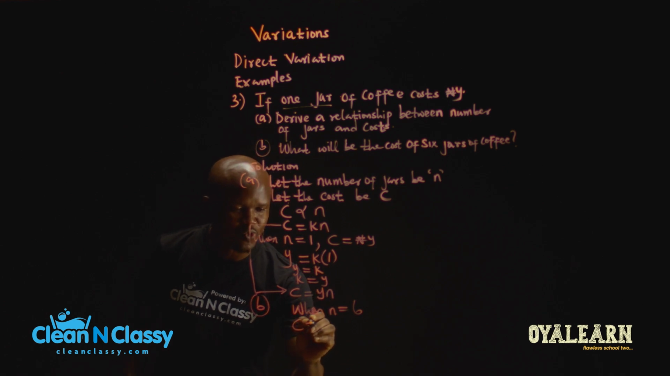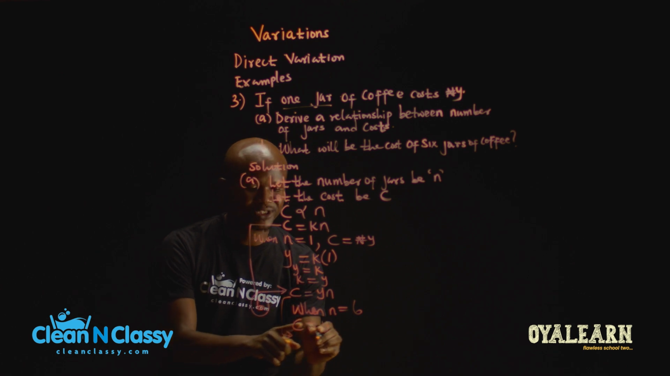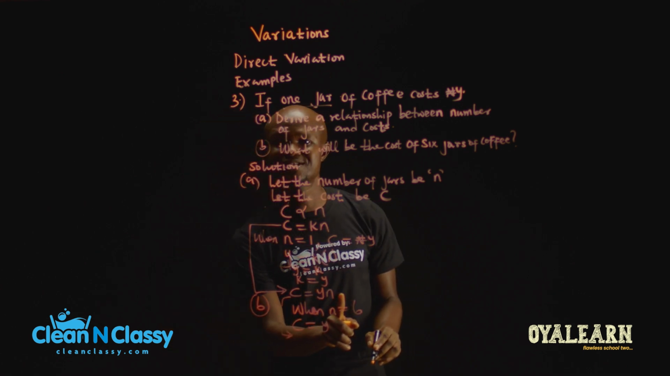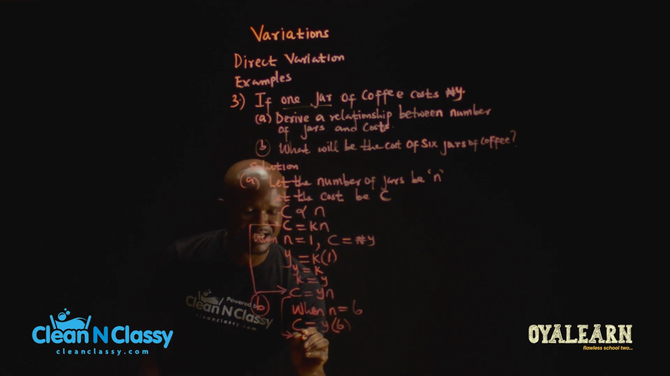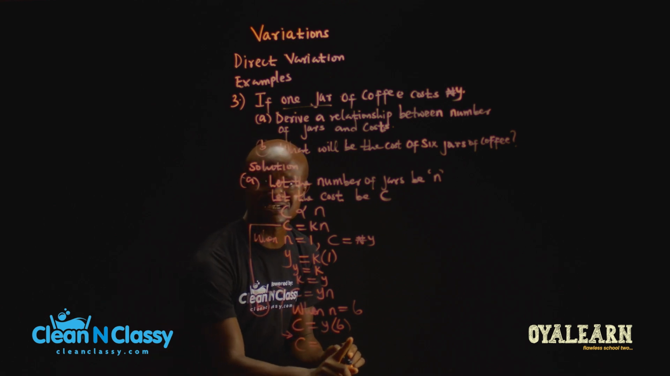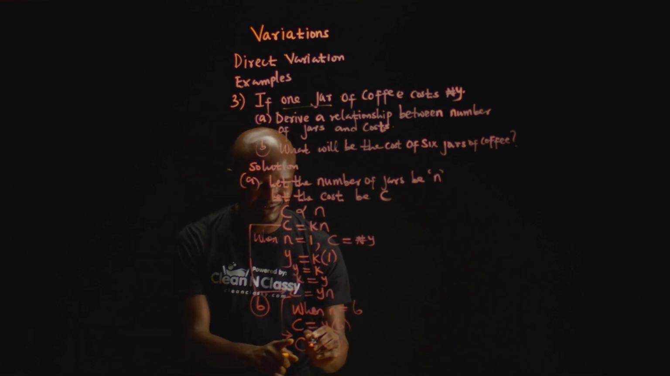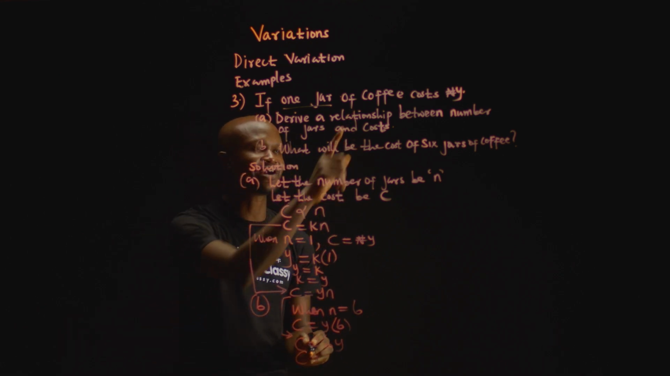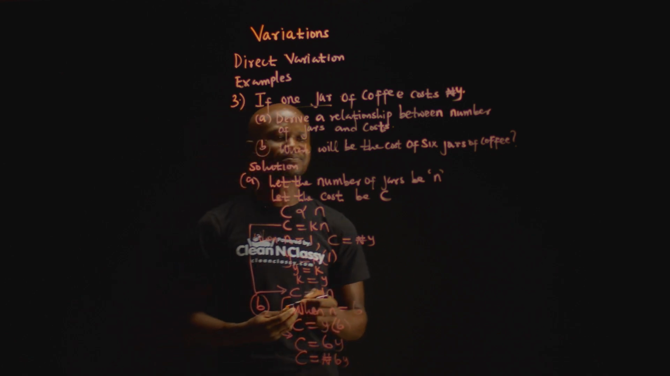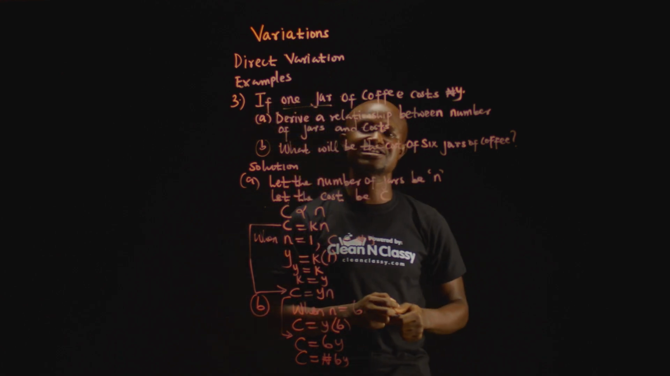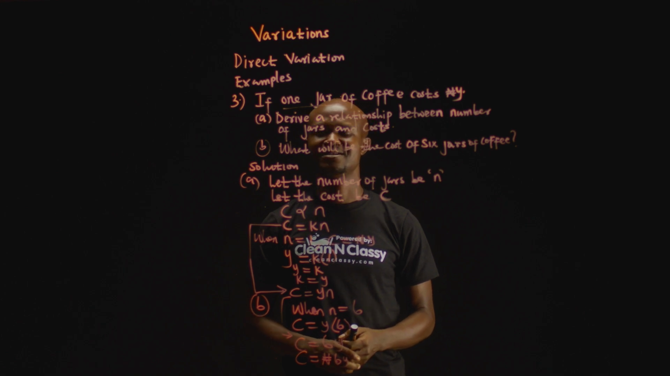Now, anywhere we see n, we substitute what from here? We put in 6. Anywhere we see n, we put in 6. So we have this to be 6. Then C will be equal to what? Y times 6. That is 6Y. So it means that we can write this as, we put naira. C equals 6Y naira. So it means that the cost of 6 jars of coffee is equal to 6Y naira. That is the solution to the problem.